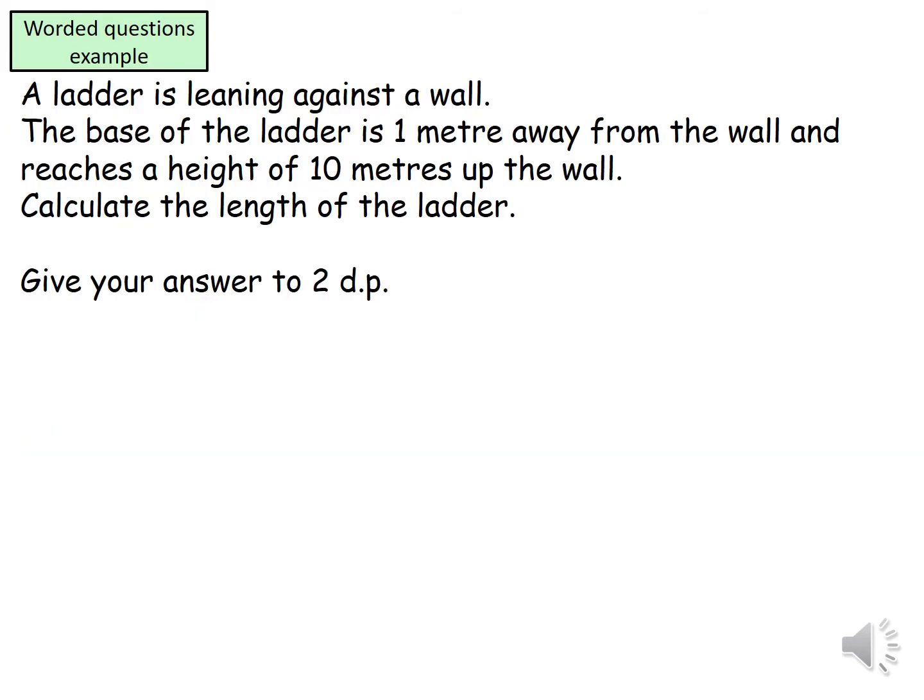Alright, this is example 1. A ladder is leaning against a wall. The base of the ladder is 1 meter away from the wall and reaches a height of 10 meters up the wall. Calculate the length of the ladder. Give the answer to 2 decimal places. How do we do this?